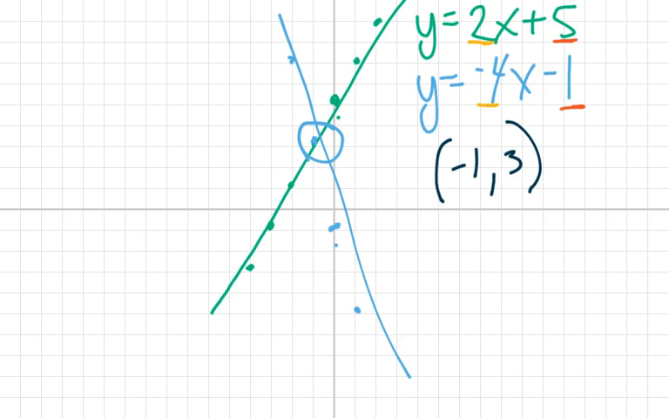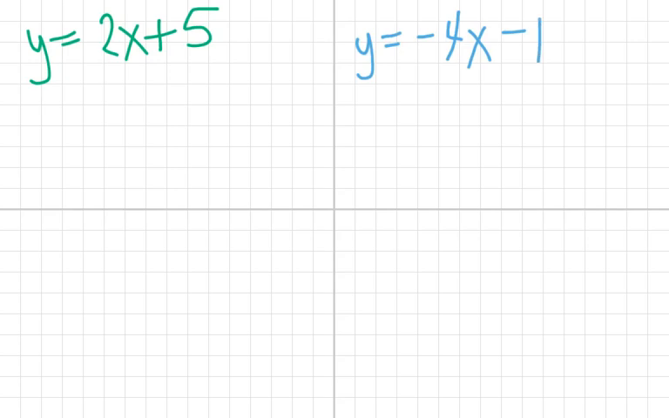So again, I'm just going to go to a new page, and we had our equations. So we had y equals 2x plus 5, and then we had y equals negative 4x minus 1. Okay, and then we said our solution was negative 1, 3. So what that means is negative 1 is the x, 3 is the y. You're going to plug that into your problems, and then you're going to check them and make sure that they work.